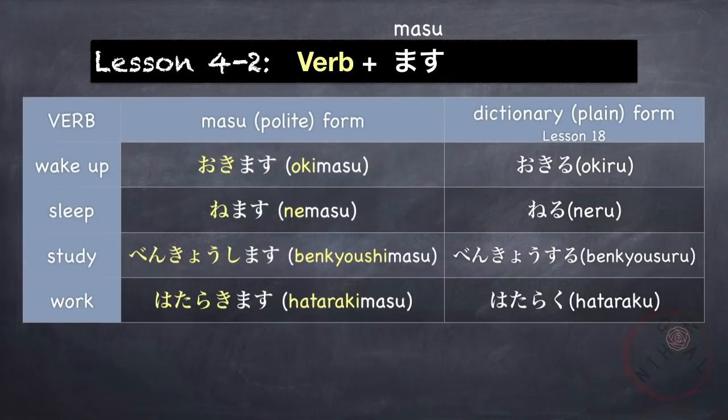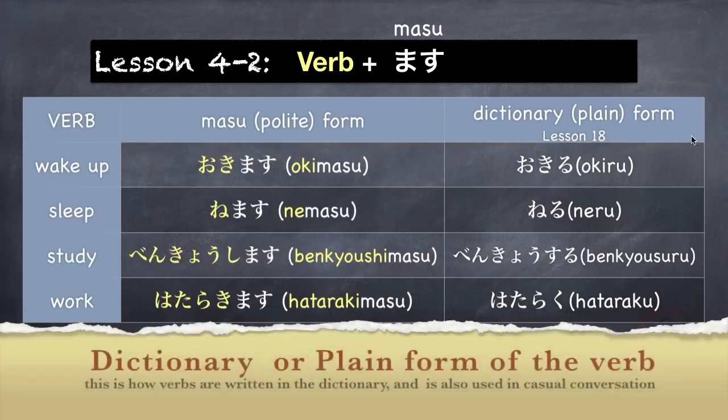In Japanese, there are two different ways of speaking. The polite way, an example is adding des or action word plus mas. The other way is plain form. Here are some examples of Japanese verbs. Wake up, okimasu. The plain form of this verb is okiru. You will learn the plain form in lesson 18. But for now, just focus on the verb plus mas form.